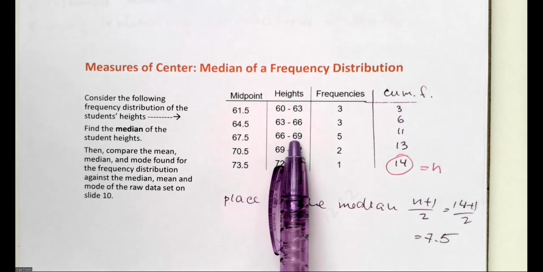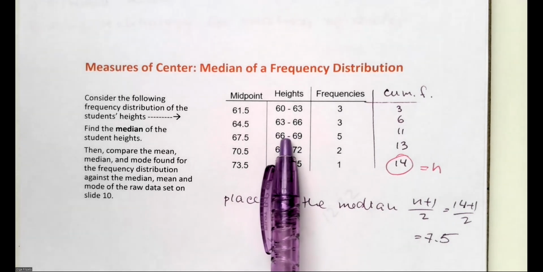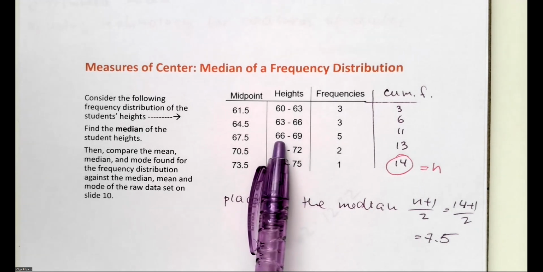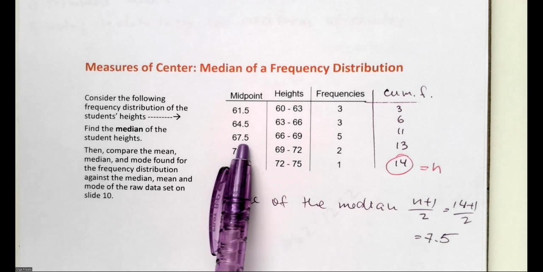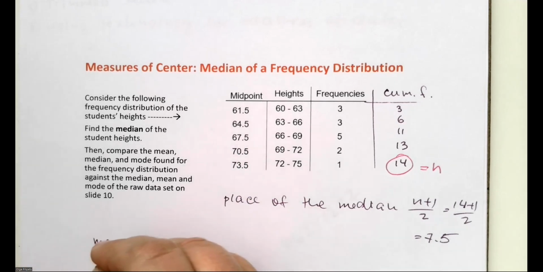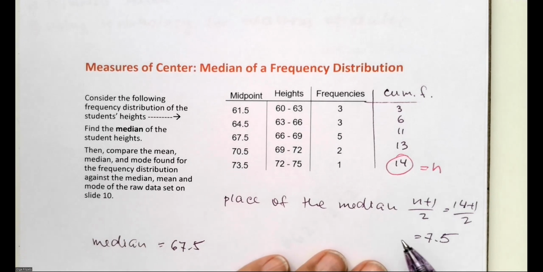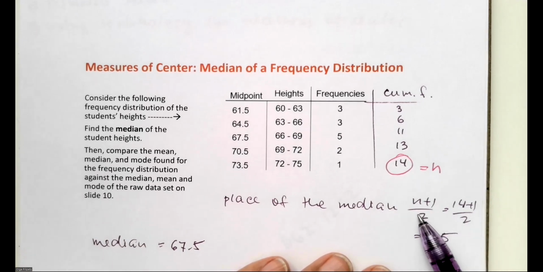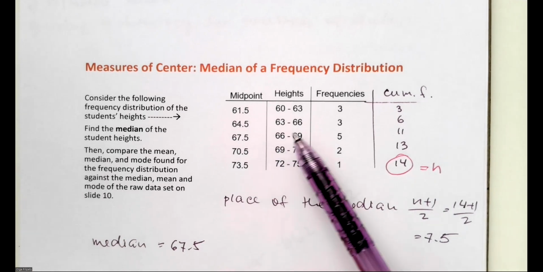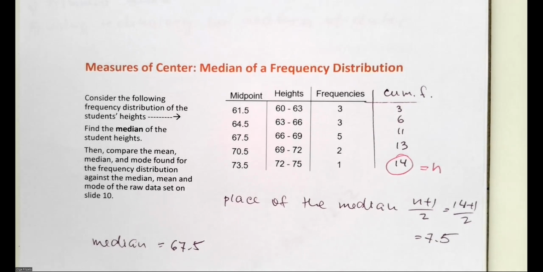Since we have 6 values before this class, the 7th and the 8th should be in this third class. So we have to average out the 7th and 8th values in this class, but we don't know what they are. The representative value for this class is 67.5, so we assume that all of them are 67.5. So the 7th value is 67.5, and the 8th value is also 67.5. Basically that's your median. So the median for this frequency distribution is 67.5. We could use the formula we learned earlier, n plus 1 divided by 2, that's the place of the median, and pick out those numbers from the frequency distribution. That's all you have to do.